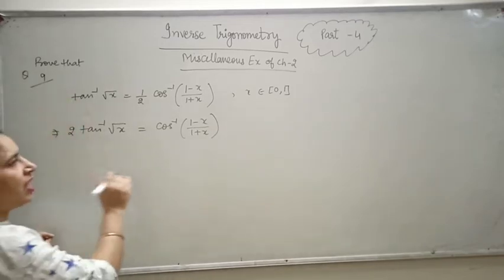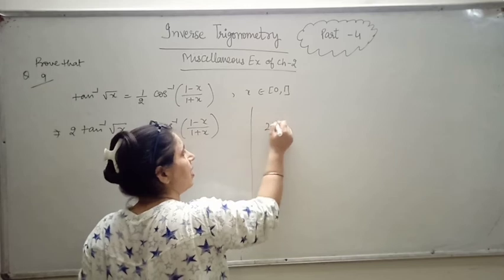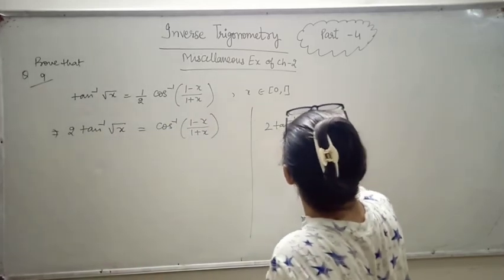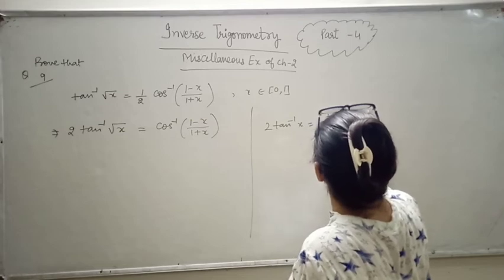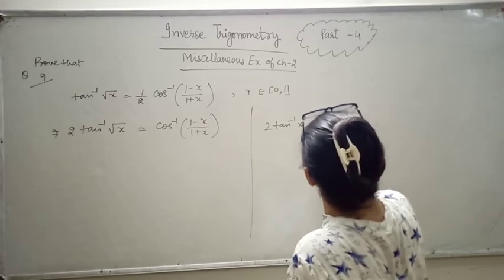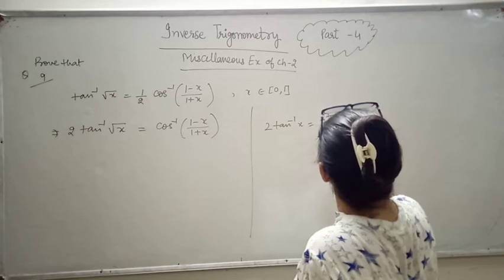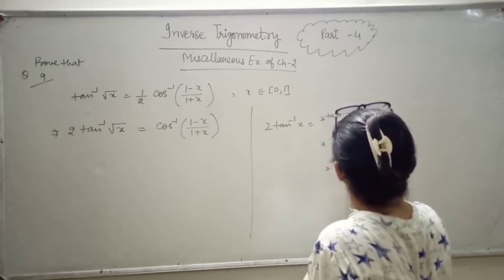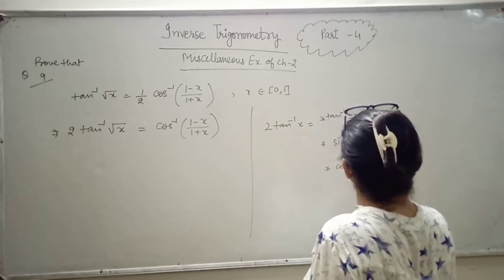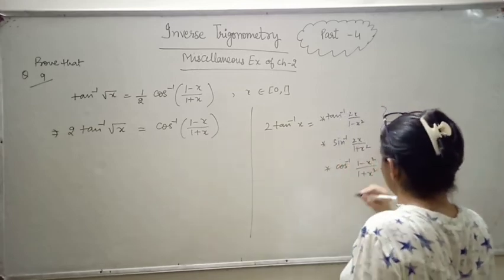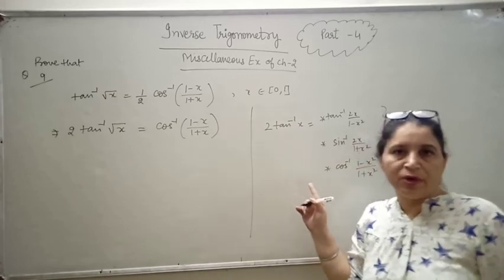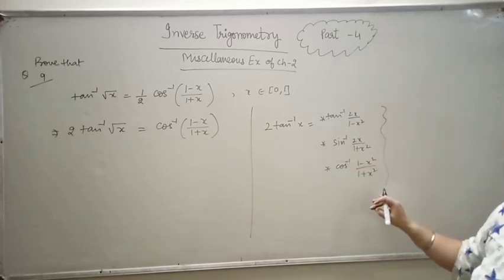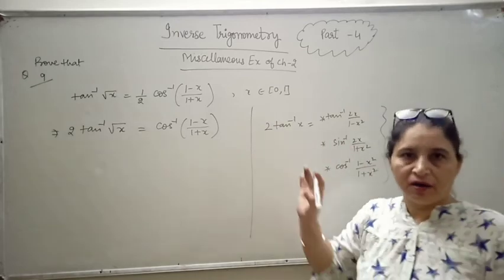So now 2 tan inverse x, you know that there are three formulas for this. First is tan inverse 2x upon 1 minus x square. Second is sin inverse 2x upon 1 plus x square. Third one is cos inverse of (1 minus x square) upon (1 plus x square). And I told you at that time when I explained this formula that we will apply any one of these three as per the requirement of our question.